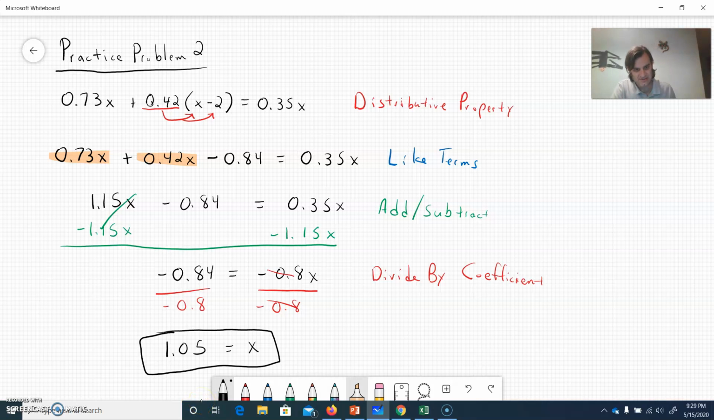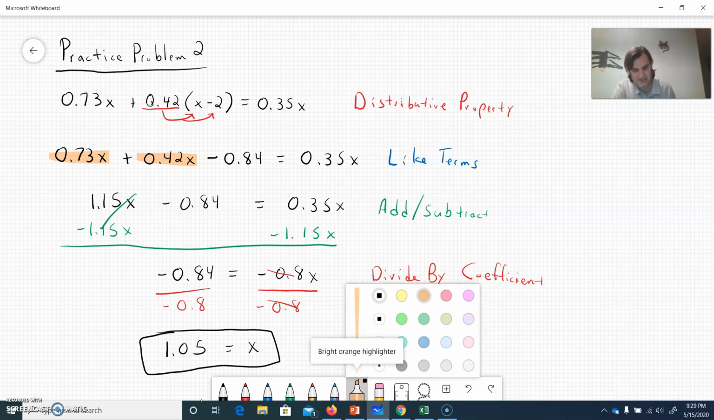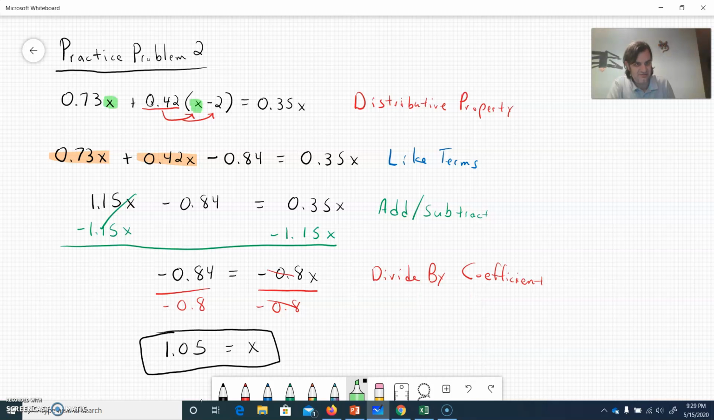And once again, if you want to check yourself, you could take your 1.05 all the way back to the beginning. You actually have 3 different places to plug it in. So you've got to make sure you plug it in all 3 places if you're going to check it.